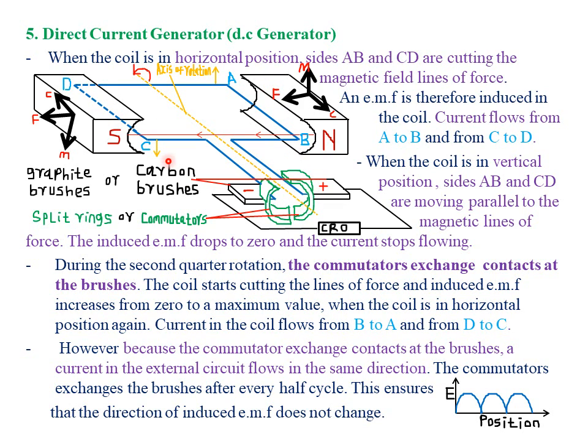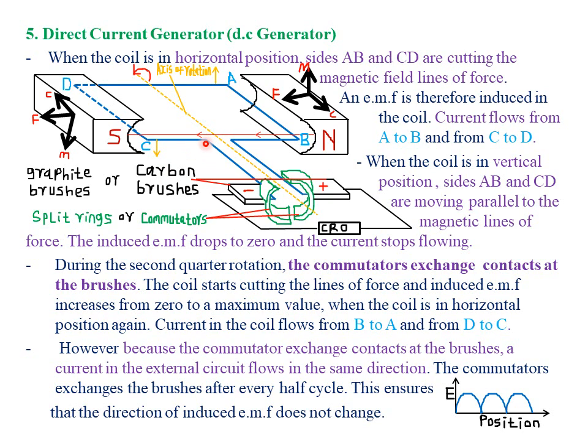Actually, the sides AB and DC, as during the first quarter rotation, exchange these particular commutators, or what we call the split rings. So during the second quarter rotation, the commutators exchange the contacts at the brushes. So this one moves towards this commutator, then this other conductor moves towards this positive commutator. The commutators exchange the contacts at the brushes, then the coil starts cutting the lines of force, and induced EMF increases from 0 to maximum value when the coil is in the horizontal position again.